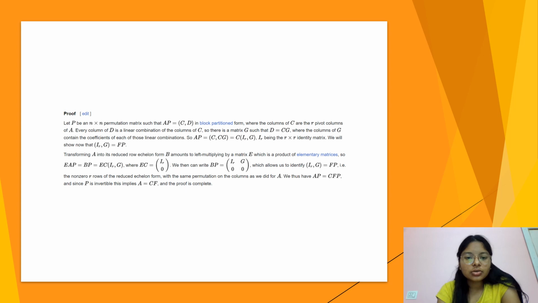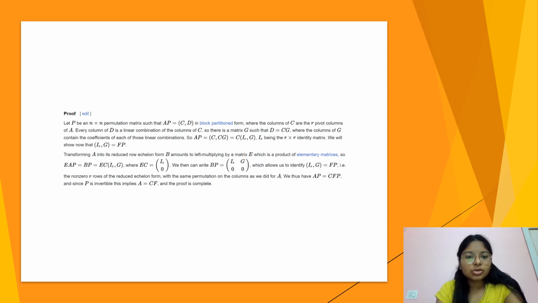So AP = [C, CG] = C[I_r, G], I_r being the r by r identity matrix. We will show now that [I_r, G] = FP. Transforming A into its reduced row echelon form B amounts to left multiplying by a matrix E, which is a product of elementary matrices.